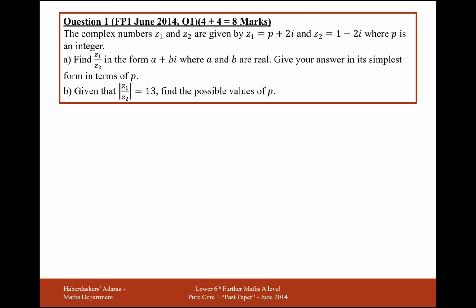Two complex numbers z1 is p plus 2i and z2 is 1 minus 2i, where p is an integer. Find z1 over z2 in the form a plus bi. Give your answer in the simplest form in terms of p.